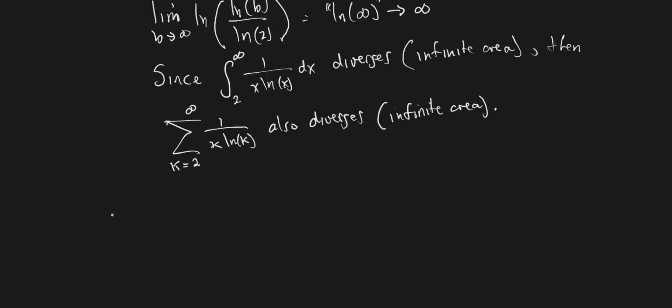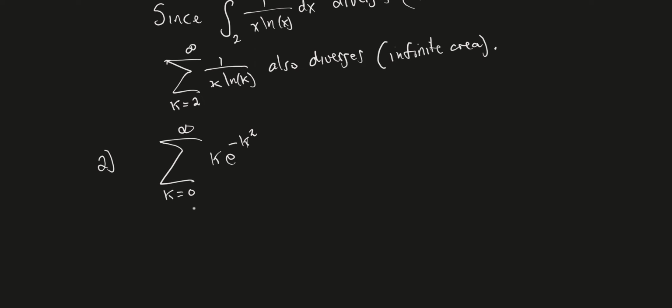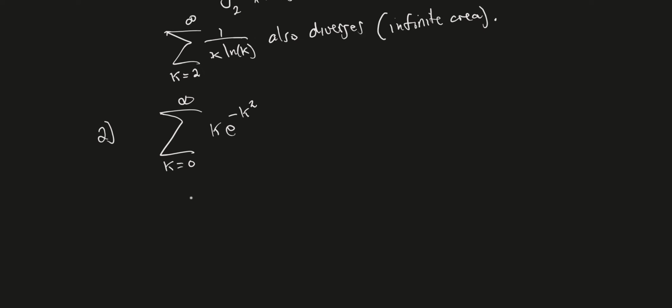Let's do another example. Let's take a look at number 2. Let's try a slightly different function. We just did a natural log function. Well, let's kind of balance it out, the yin and the yang. Let's go with an exponential function. So let's say this one starts at 0, goes to infinity, and then it's k times e to the negative k squared. Right? Let's see if we can determine the convergence or divergence of this infinite series.